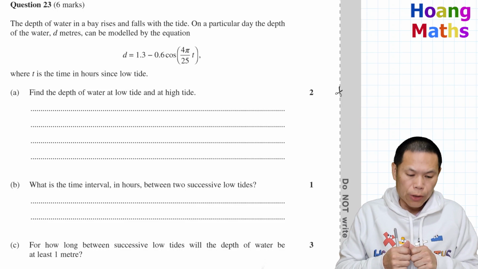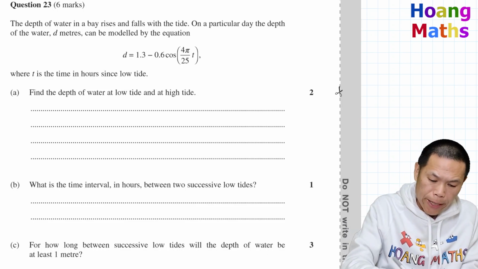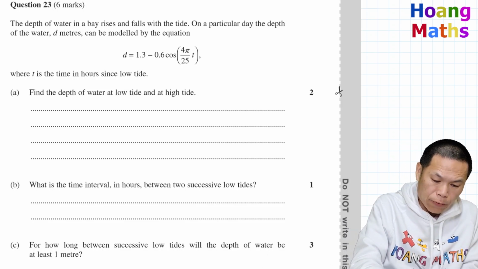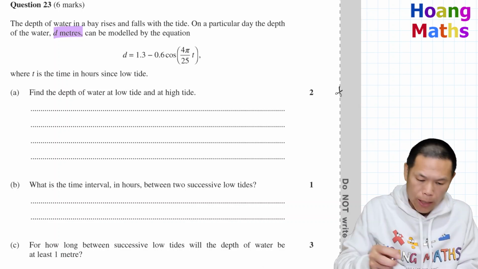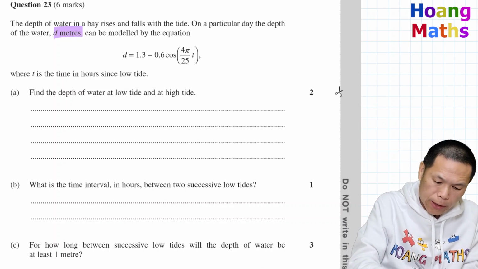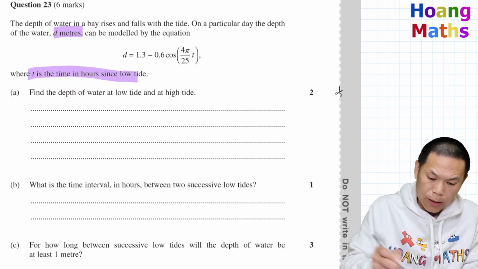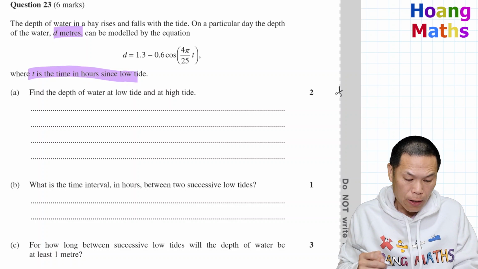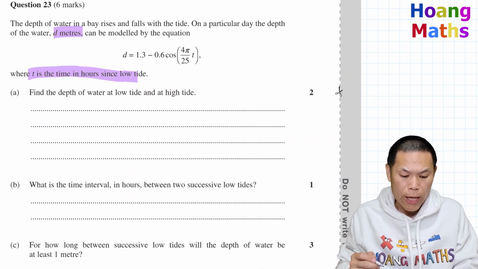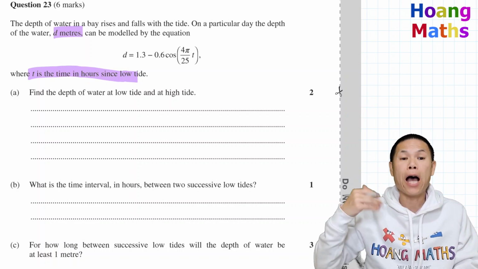Next one. First of all, we need to understand D is for the depth of the water in meters, and T is the time in hours. So keep that in mind. The question is, find the depth of the water at low tide and high tide.